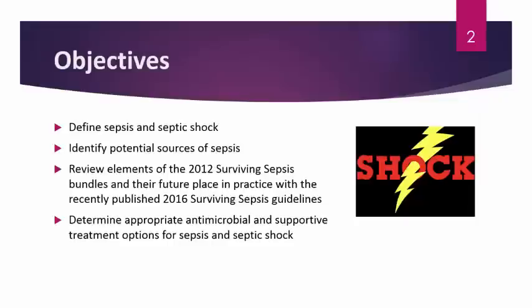Our objectives for today will be to define what sepsis and septic shock are, and to identify potential sources of sepsis. We'll also review elements of the 2012 Surviving Sepsis bundles, which are found in the 2012 Surviving Sepsis Guidelines, and determine what their future place in practice is when compared to the most recently published 2016 Surviving Sepsis Guidelines that were actually published this month in January. We will also determine appropriate antimicrobial and supportive treatment options for sepsis and septic shock.